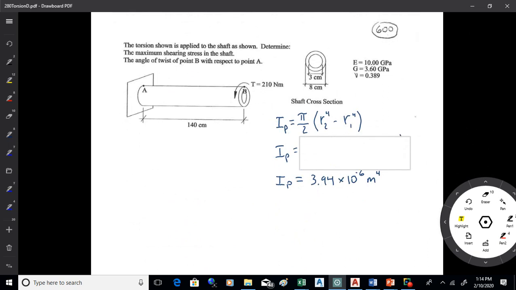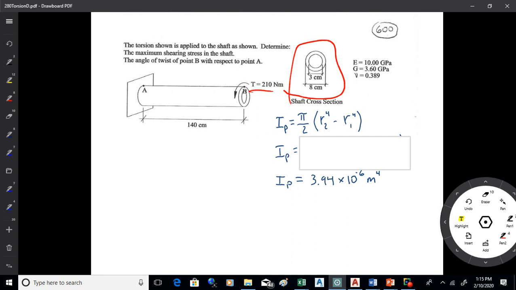All right. Let's look at a few examples here. 600. So we've got that shaft there. It's hollow. Why don't you just calculate that moment of inertia and just verify that it's 3.94 times 10 to the minus 6. So have a look at that. What we want to do here, normally, when I have a shaft, I want moment of inertia, we're going to apply this torsion, and we want to find the two basic things. We want to find the twist angle and the shear stress in the shaft. Both of which involve the moment of inertia, so we just want to calculate that.